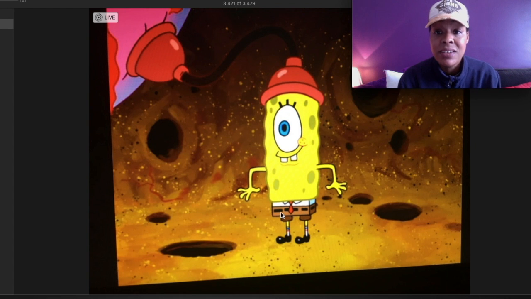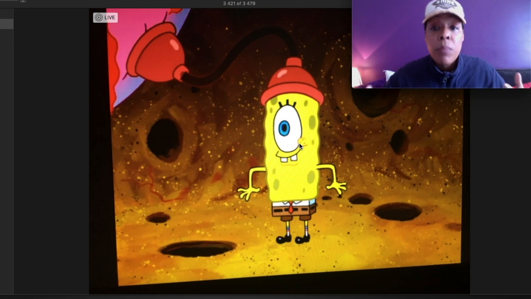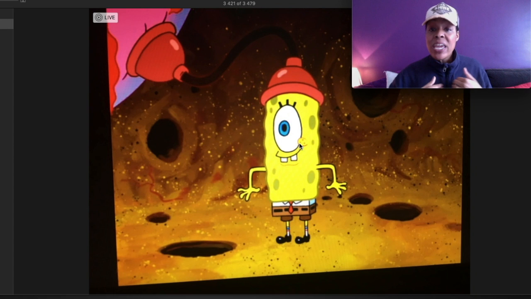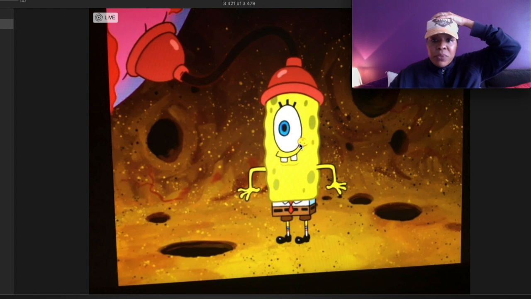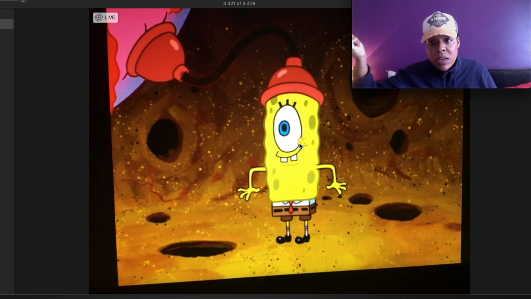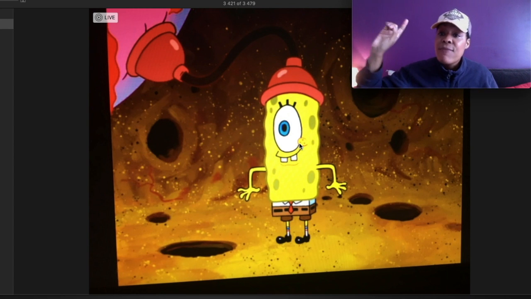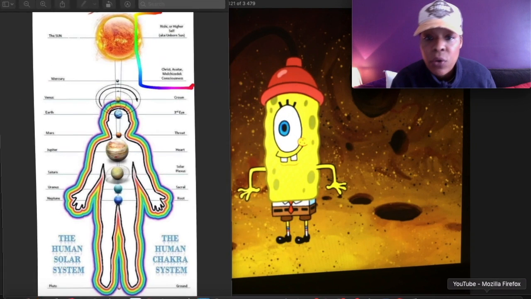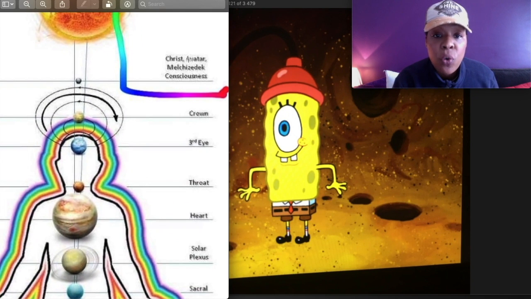It is our salvation. What I'm showing you here, in this cartoon, is a symbolic parable. But if you understand the bigger picture, you understand that we, as sinners, as mere mortal men in error, put this cap on like he has, and we connect ourselves to the Most High Father's heart, the Most High Father's mind, like you see in this diagram right here. The Christ avatar, Melchizedek consciousness.